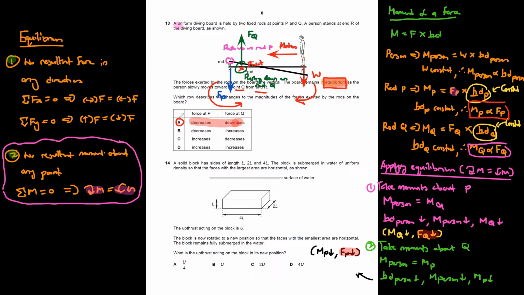If that one is okay, then maybe I move on to question 14. Now, for 14, you have a solid block that has sides of lengths L, 2L, and 4L. The block is submerged in water of uniform density so that the faces with the largest area are horizontal, as shown in the figure here. The upthrust acting on the block is U. Then the block is rotated to a new position so that the faces with the smallest area are horizontal. The block remains fully submerged in water. What is now the upthrust acting on the block in this new position?